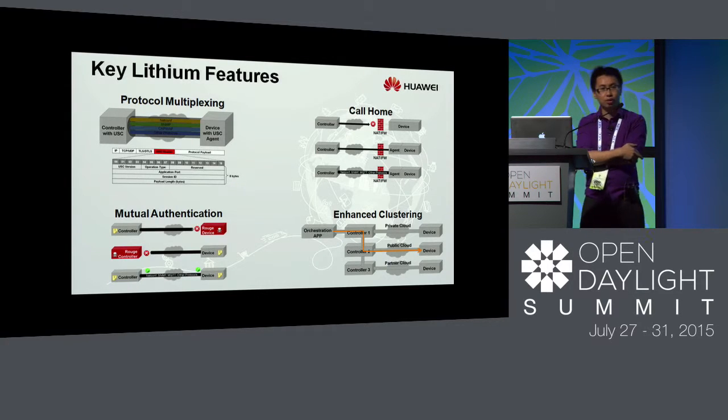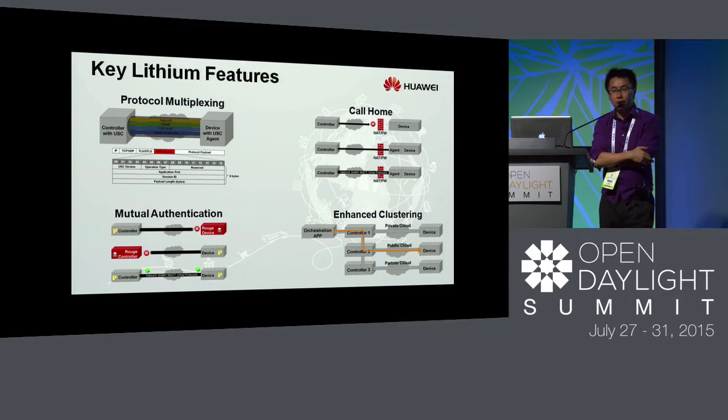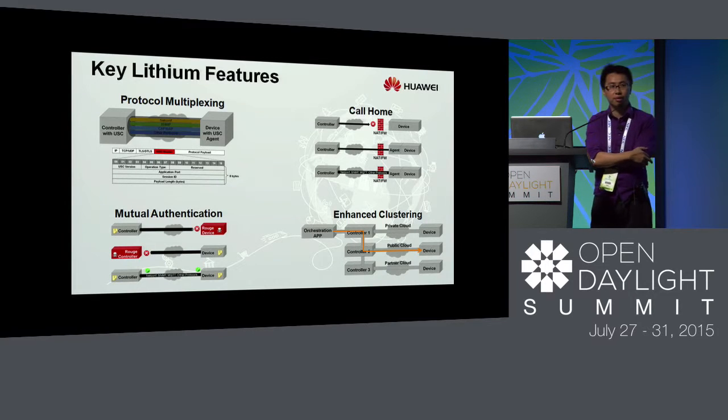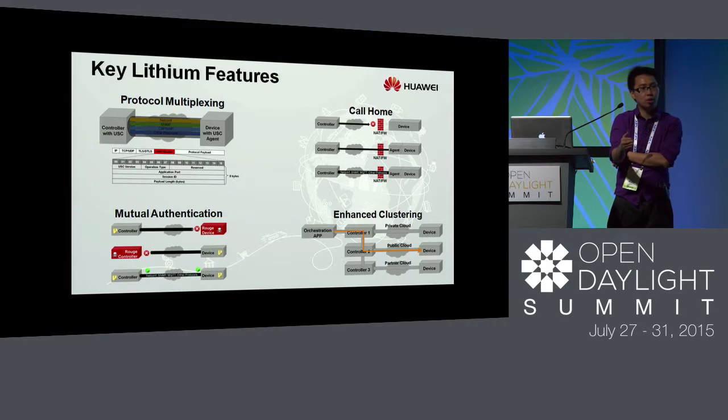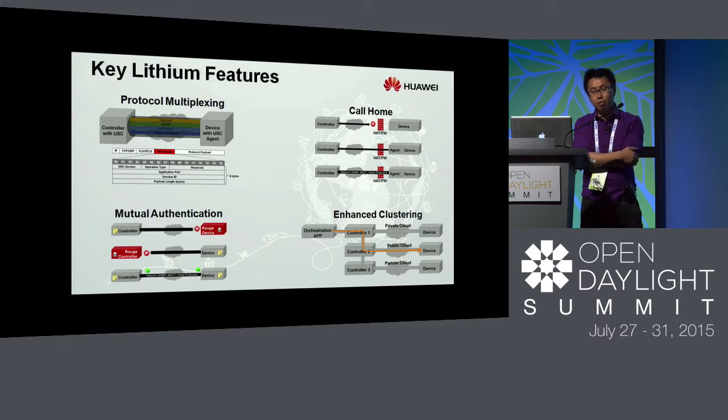And that's how we achieve call home. USC also offers mutual authentication in Lithium release. This is because you don't want a rogue controller to come in and start controlling and managing your devices. You want the devices to authenticate the controller, but you also want the controller to authenticate the devices. So we put certificates on both the controller and the devices, and that way we get mutual authentication.